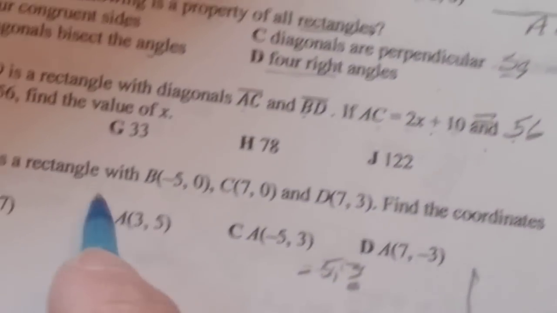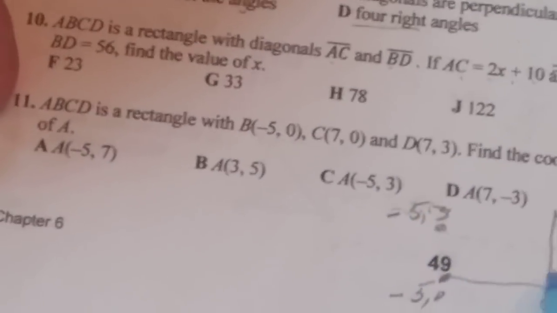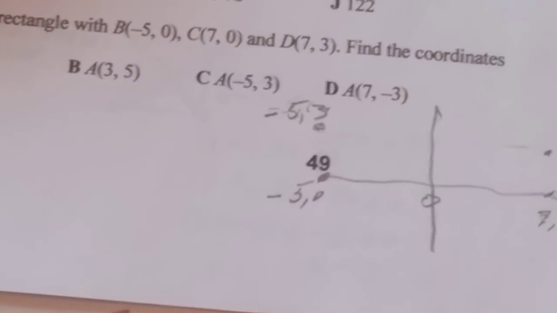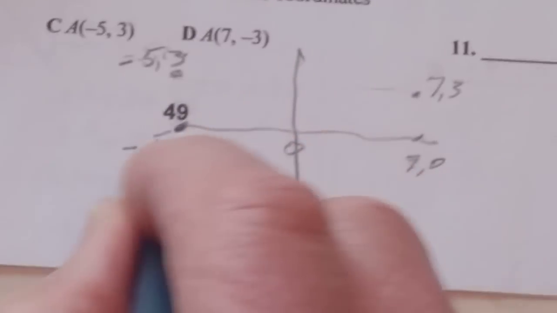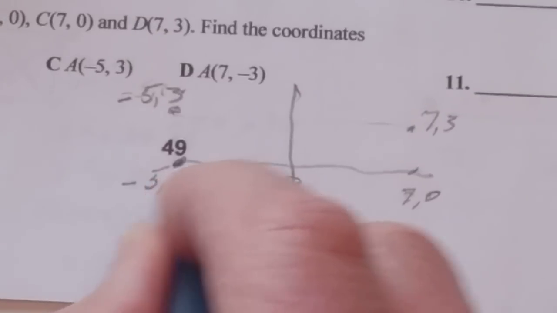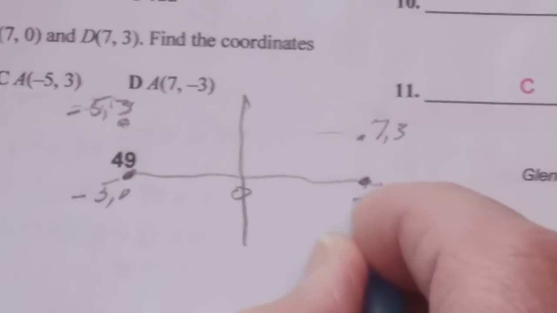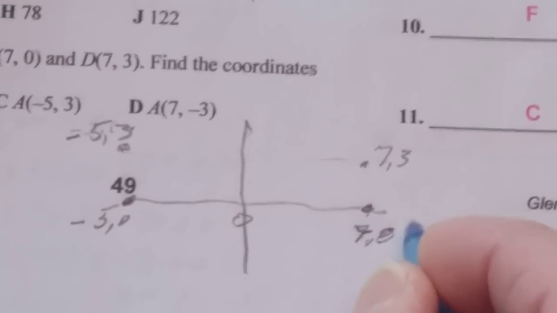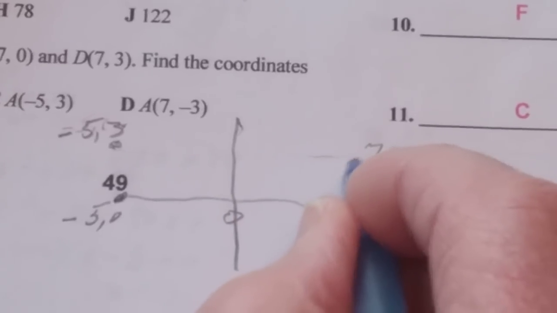Next, we're trying to find the missing coordinate A of a rectangle. So we start over here at negative 5, 0. Then we go over to 7, 0. All right, and we go up here to 7, 3.